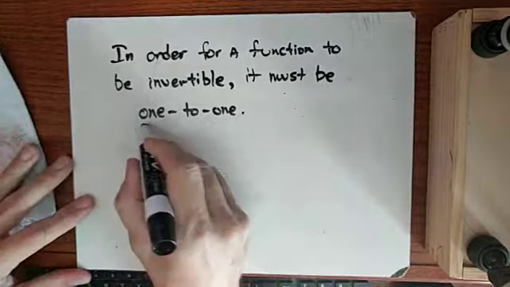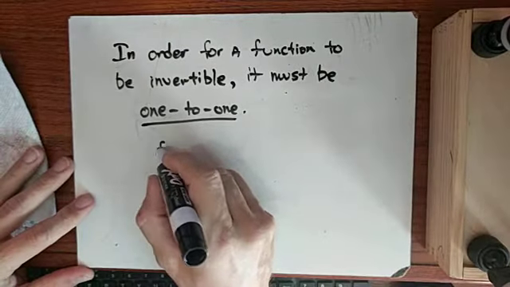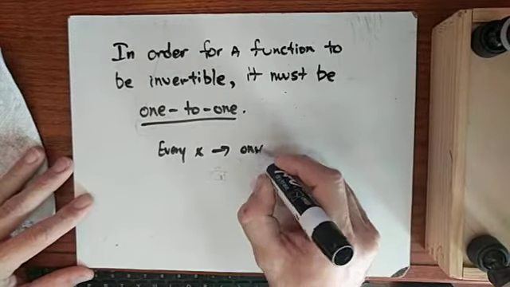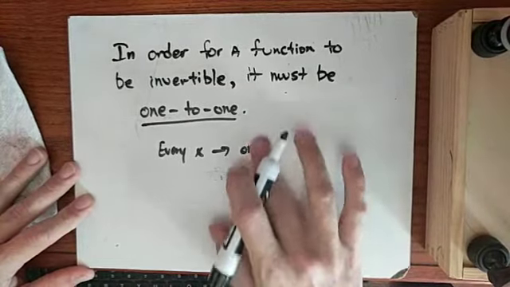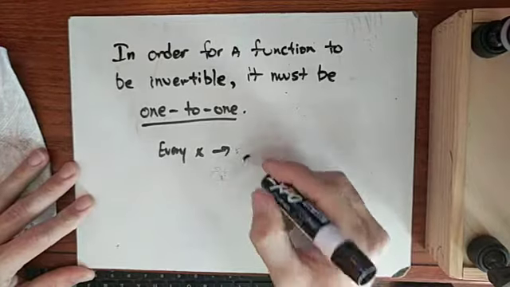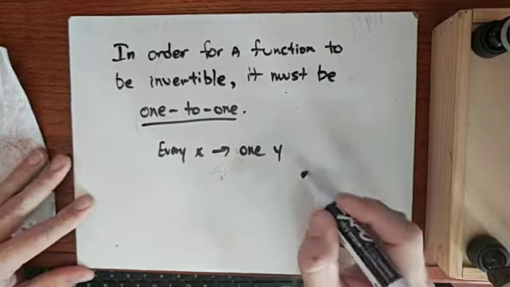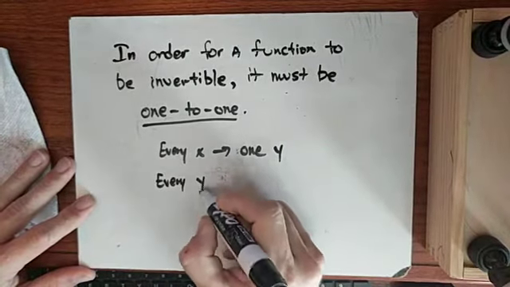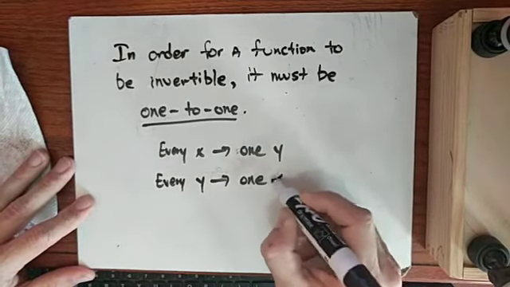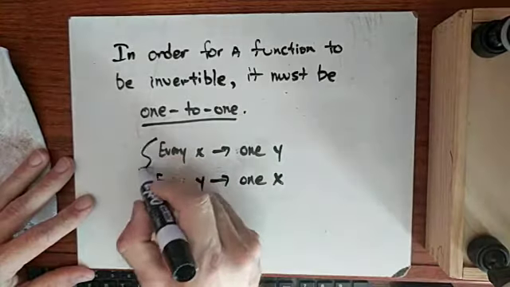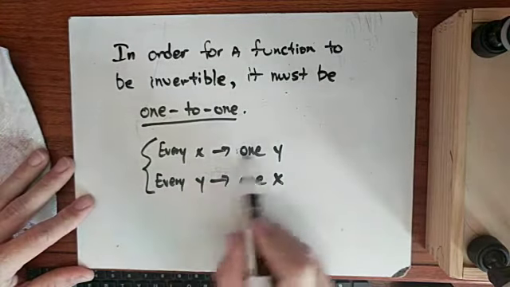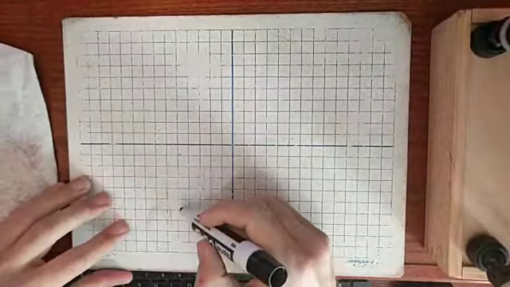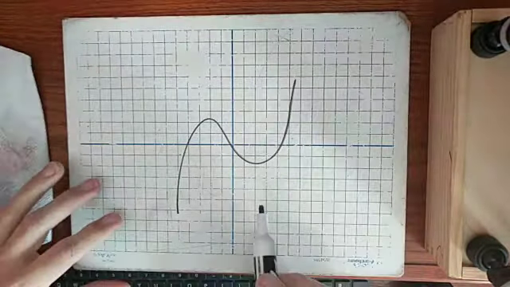Okay, so 1-to-1 means every x has one y. Oops, that doesn't make sense. Every x has exactly one y value, and every y has exactly one x value. Both of these things have to be true. So that thing that I drew earlier, this mess right here, right?